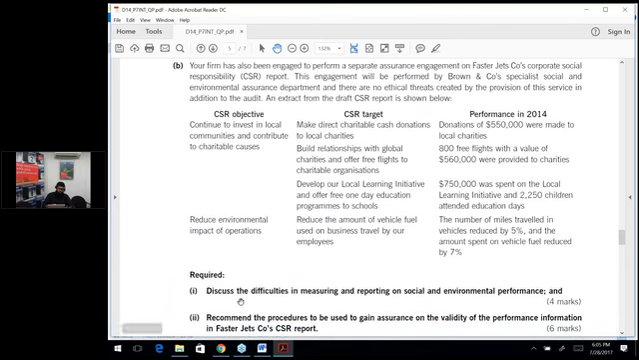Question number 3, part B is about: discuss the difficulties in measuring and reporting the environmental and social performance, and recommend the procedures to be used to gain assurance on the validity of the performance information in FasterJet company's CSR report. So I had requested you to attempt the question. Those of you who could not attempt, just have a quick go through of the question, and then we'll start discussing it.